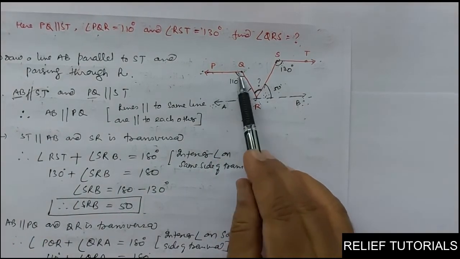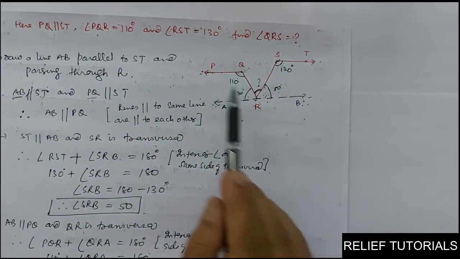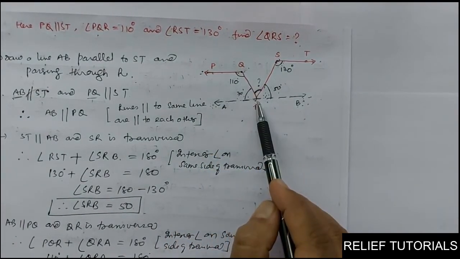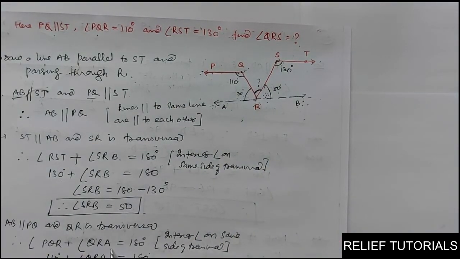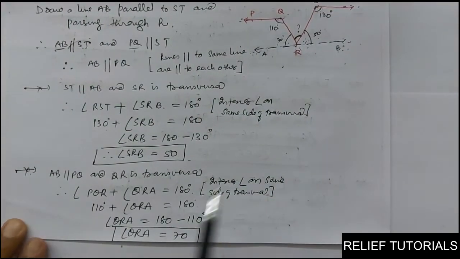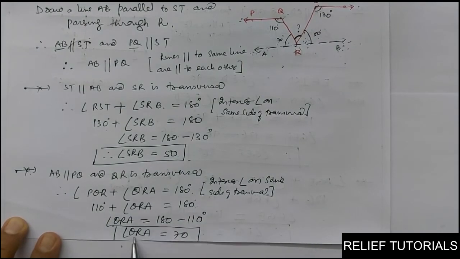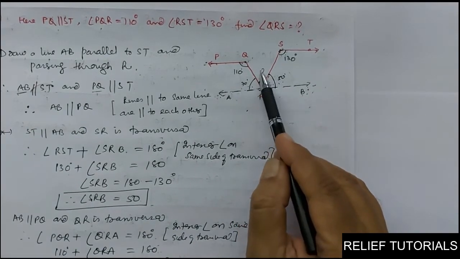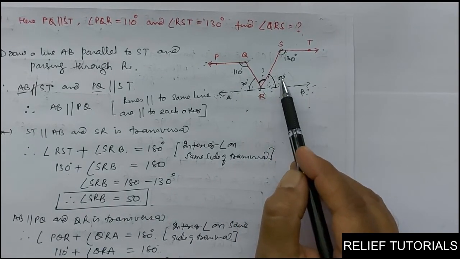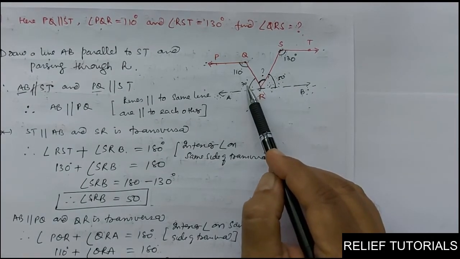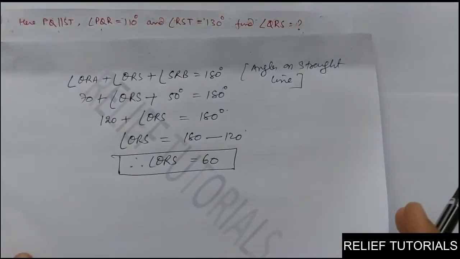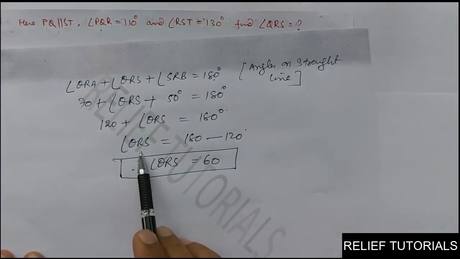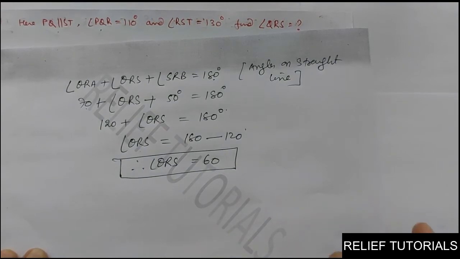Same thing here, PQ is parallel to AB and this is a transversal, so this total is 180 degrees. So PQR plus QRA is equal to 180. Clear? So 110 plus QRA is equal to 180, so QRA is equal to 70. So we got this 70, this 50, and the total of all these three angles is 180 degrees. So 50 plus this angle plus 70 is equal to 180. That we have done here. Substitute the value of QRA and SRB, you will get QRS. I hope you understood this problem.